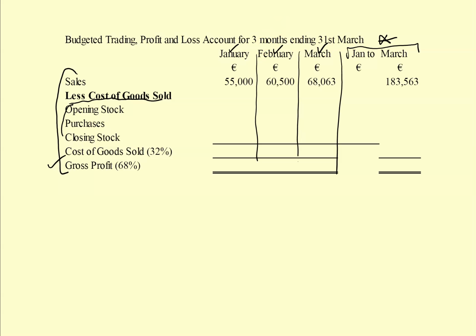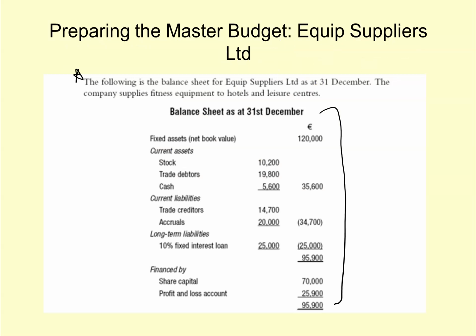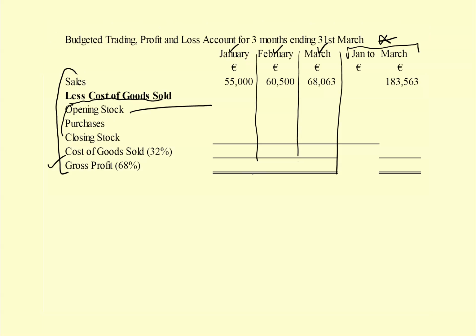So we will start off here by filling in for the month of January the information that we already have. So let's have a look. Opening stock. Well, that's the closing stock from the 31st of December. So I'm going to go back to the balance sheet, and we can see here stock 10,200. So I'm going to use that. Go back here and I'll put that in here. 10,200.